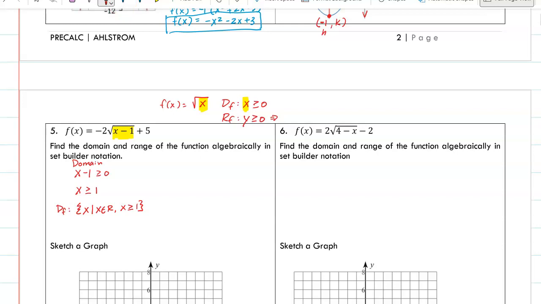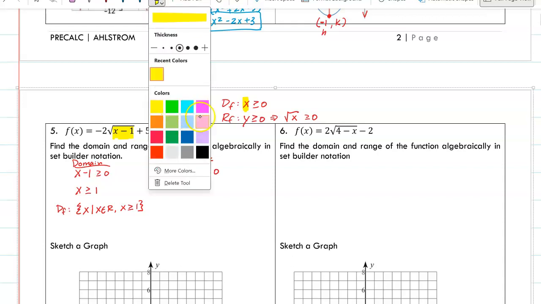Okay, and then I'm going to look at the range. This implies that if I take the square root of x, that is y. If y equals the square root of x, it's greater than or equal to 0. Okay, let's start there for the range. Square root of x is greater than or equal to 0. Now let's see what happens to the square root, the radical.